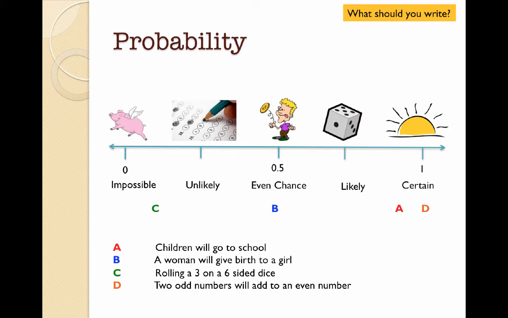What should you write? Well, looking at this number line, having a heading of probability to start off with, and then drawing the number line with the words underneath it is a very good start. You don't need to draw those pictures, but having these 4 examples and where they fit on the number line is going to be good, and that's what I need to see.